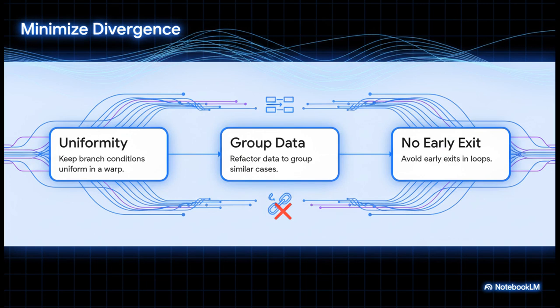To avoid this divergence, you've got to be strategic. Try to organize your data so that threads in the same warp naturally take the same logical paths. If you have an if condition based on a data threshold, try sorting or grouping your data beforehand. That way, chunks of 32 threads all evaluate to true or all evaluate to false together. And definitely watch out for early exits and loops. They can instantly cause warps to diverge if some threads finish early while the rest keep on looping.